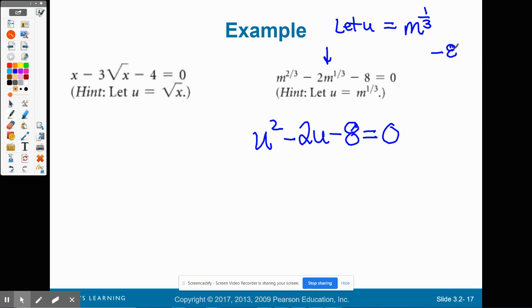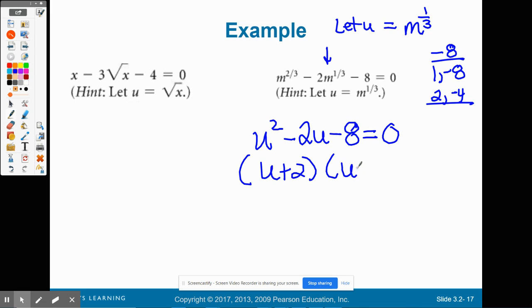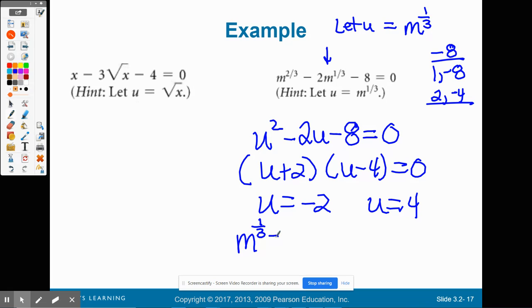Make your list for -8, 1 and -8, 2 and -4. That's what I need. So I have a u plus 2 and a u minus 4 equal to 0. That means u is -2 or u is 4. But I'm not solving for u, I'm solving for m. So that means m to the 1/3 equals -2, and m to the 1/3 equals 4.